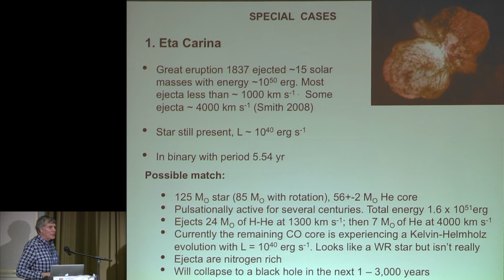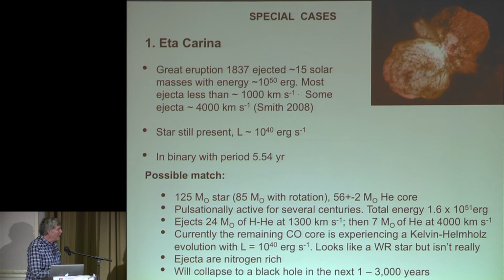You can have pulsational pair-instability supernovae that eject whatever is left of the hydrogen envelope. This could have been 15, but in this case it was 24 solar masses of hydrogen at 1,300 kilometers per second, and then later 7 solar masses of helium at 4,000. Very nitrogen-rich material. The remaining core, now this is the thing about pulsational pair that's so fascinating: they can make all these shells and collisions and bright stuff, and the star is still there, because it can be there up to 20,000 years after the explosion, before the core finally collapses.